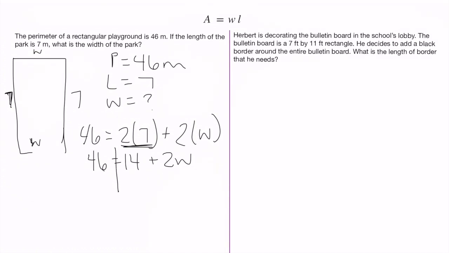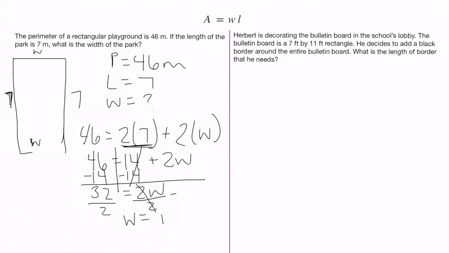So I want to get W by itself, which means I need to subtract 14 from both sides. And then I'm going to divide both sides by 2, which means that W equals 16. So the width is 16 meters.